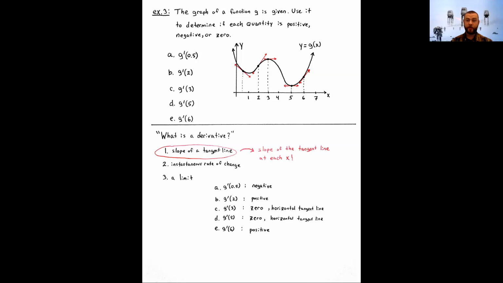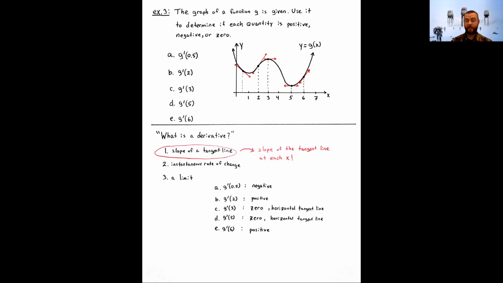So we see here, going through the parts, part A, g prime of 0.5, we look at the graph where the x-coordinate is 0.5 or a half. We have that point up on the graph there above the x-axis, and at x equals 0.5, the tangent line has negative slope. So we would say for part A, g prime of 0.5 is negative because the tangent line has negative slope at the x-coordinate 0.5.